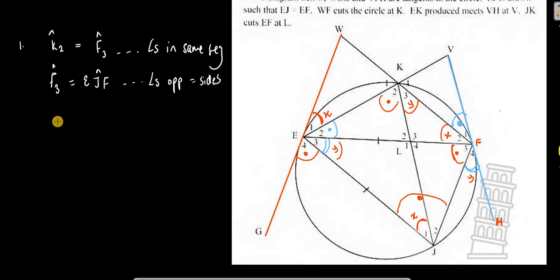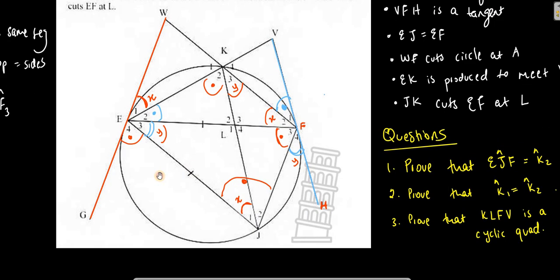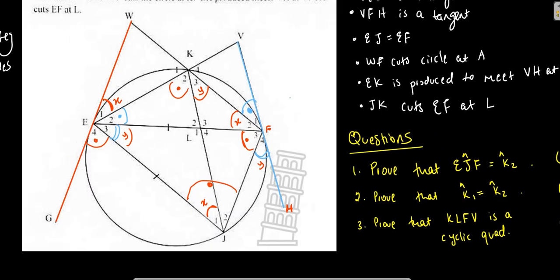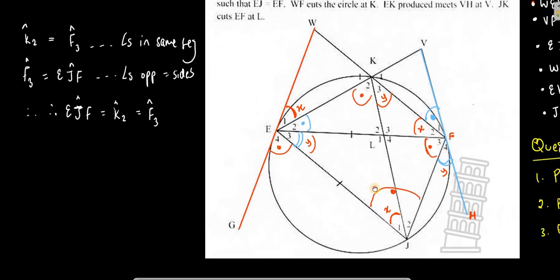So because of this, we can say therefore K2 and EJF are going to be equal because both are equal to F3. So you can just write it like this to say therefore EJF is equal to F3 is equal to K2 because both of them are equal to F3. Then you are done. Why was it 4 marks? Guys, marks in Euclid can just scare you for nothing. But these things are quite easy.